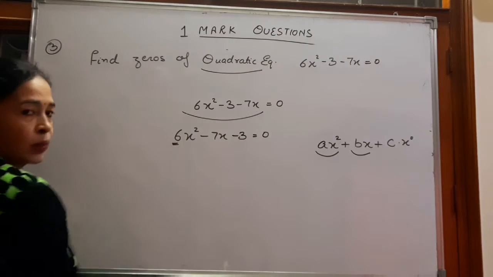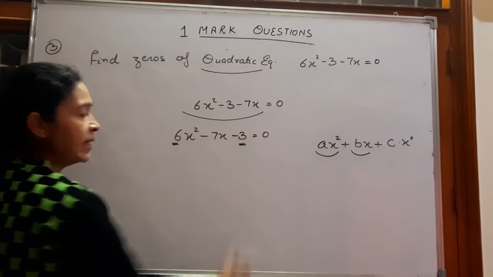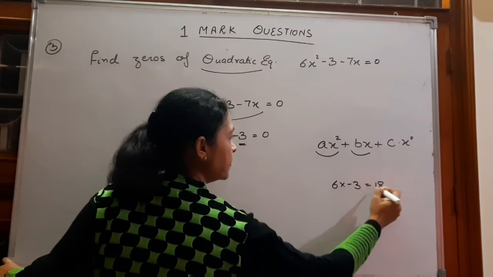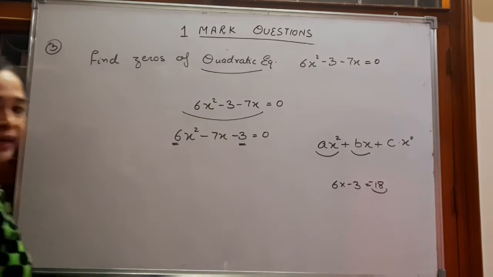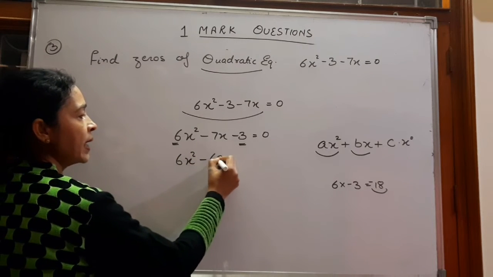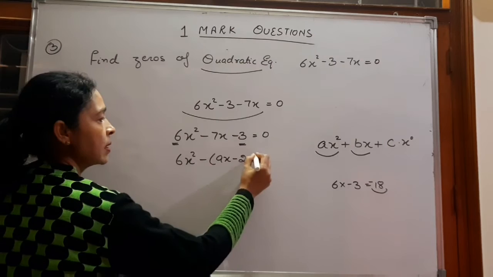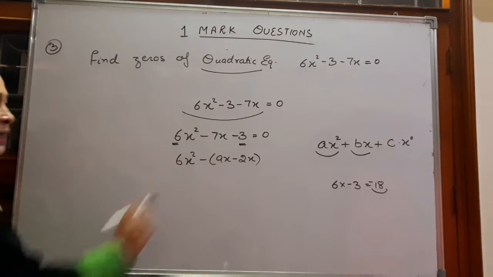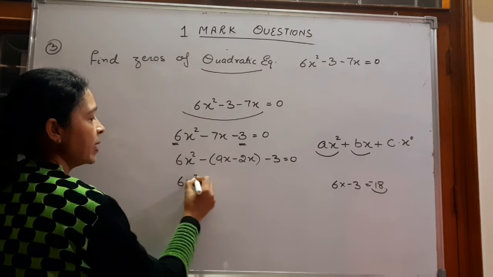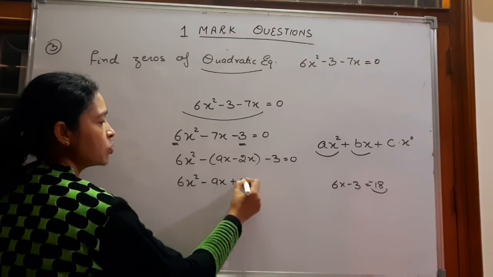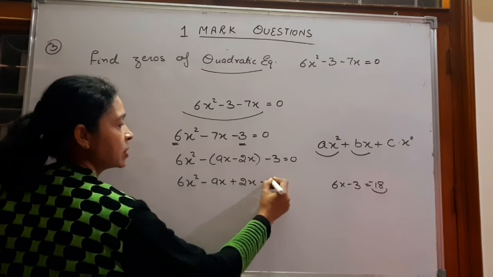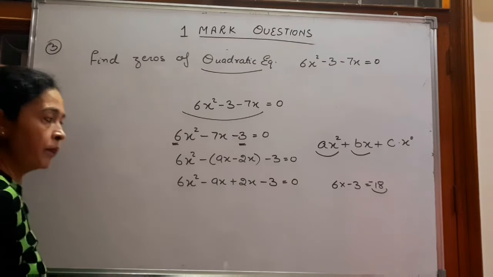Now the coefficient of x square is 6 and the constant is minus 3. 6 into minus 3 is minus 18. Factors of 18: 9 twos are 18. 6x square, 9x minus 2x. 9 into minus 2 is minus 18. Minus 3 equals 0. 6x square minus 9x plus 2x, minus outside the bracket, the signs inside will change. Minus 3 equals 0.